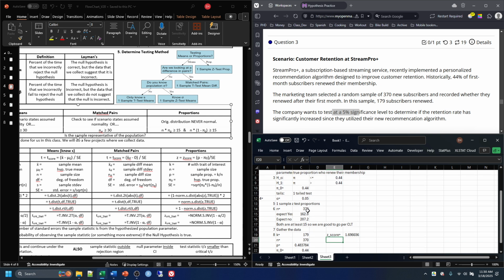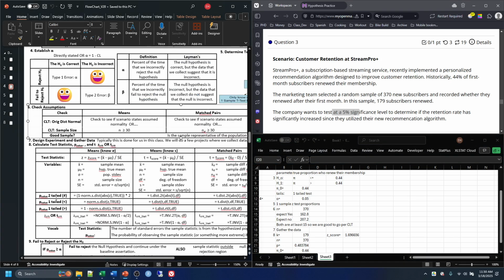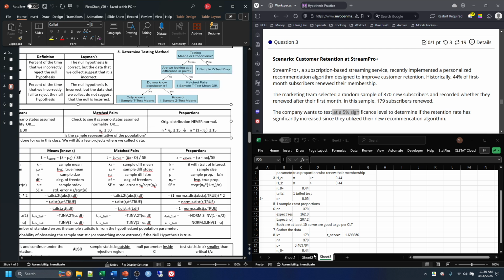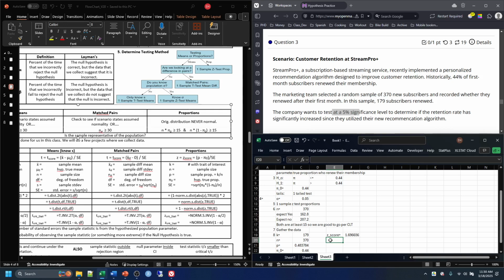Because I am doing a greater than, we can match up our p-value. Let's go over all the way to the left. P-value for greater than. It's going to be our bottom option for our p-value. So we're going to do p-value equals, and let's do it, 1 minus norm.s.dist of the z-score that we have and comma true. And that gives us a p-value.